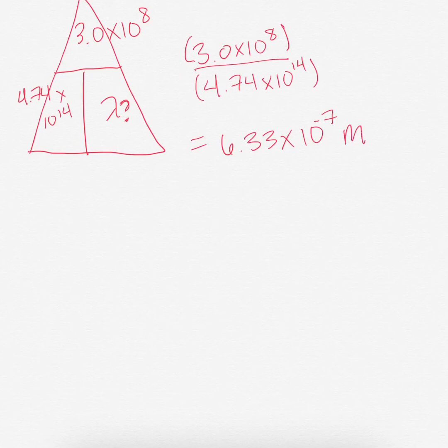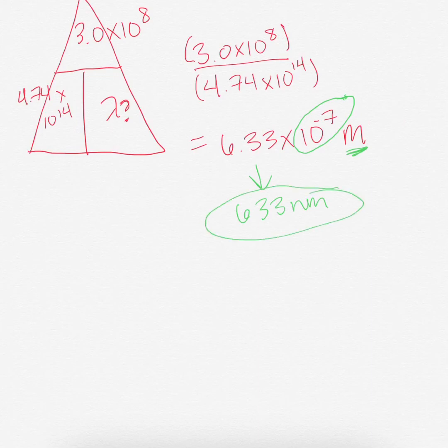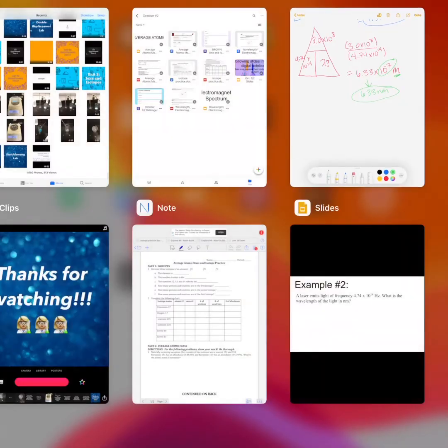So one important thing to note, and let me just say this is in meters, but our question wants it in nanometers. One important thing to note is when you're finding wavelength and it's in meters, it will always be something times 10 to the negative 7. It will always be that if it's meters. If I'm converting it to nanometers, it's just going to be 633 nanometers. So it's a really easy conversion. You can get rid of the decimal and you can get rid of the times 10 to the negative 7. So this is my answer.